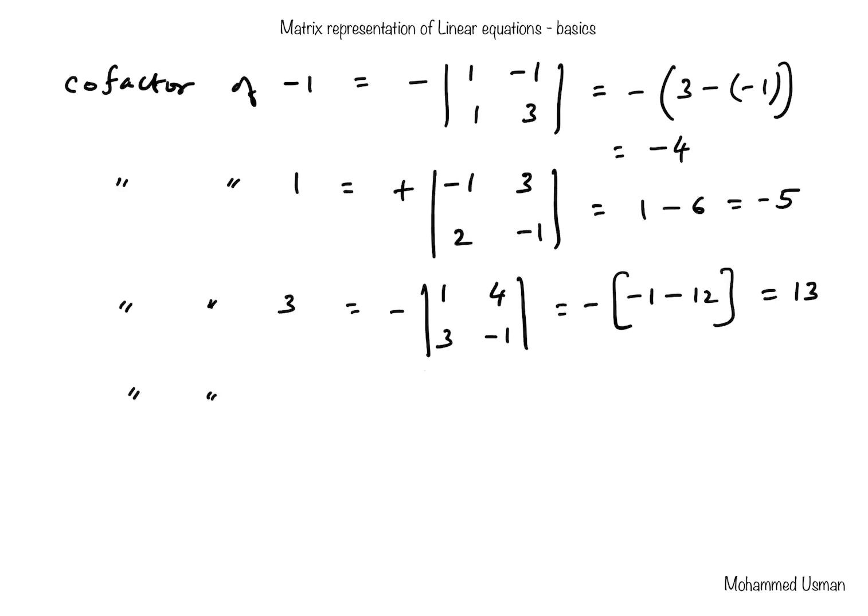And finally, the cofactor of the last element in the last row, which is 1, is equal to, the positional sign is plus. When you close the row and column where that 1 is present, you are left with 1, -1, 4, and 2. So that gives us 1 into 2 is 2, minus -4. So that's equal to 2 plus 4, which is 6. So we have now computed the cofactor of each element of the matrix A.